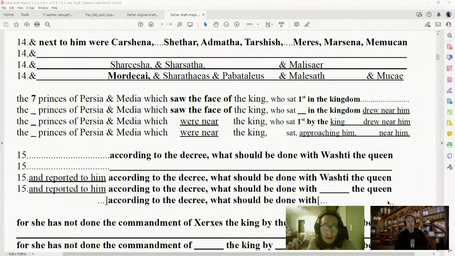In the Old Latin, it randomly says Mordecai, and then it has Sharathaeus, Pabatalius. Of course, the eus is endings of Greek that were preserved in the Latin. Okay, Malisath and Muke. That corresponds with Memucan.